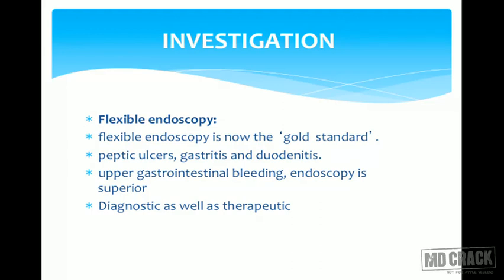So what are the investigations that we use to investigate disorders of the stomach? First is flexible endoscopy. Flexible endoscopy is now the gold standard investigation to diagnose various gastric ailments. Peptic ulcer, gastritis, and duodenitis are mostly the conditions for which endoscopy is done. In upper gastrointestinal bleeding, endoscopy is superior to any other investigation. It can be diagnostic as well as therapeutic.